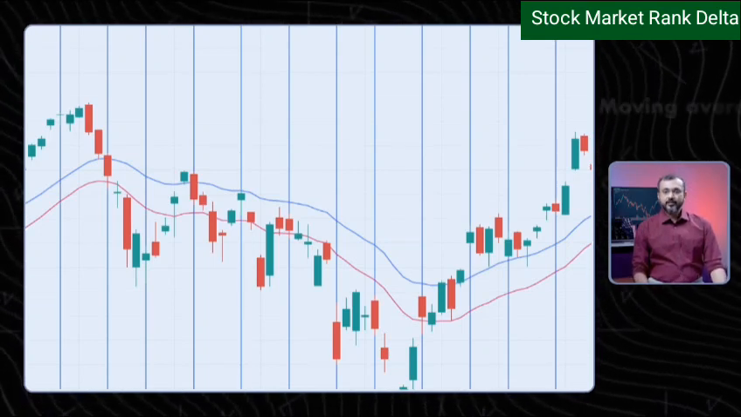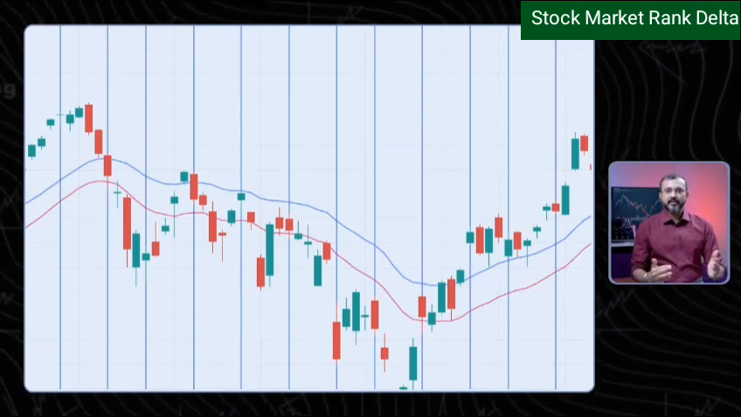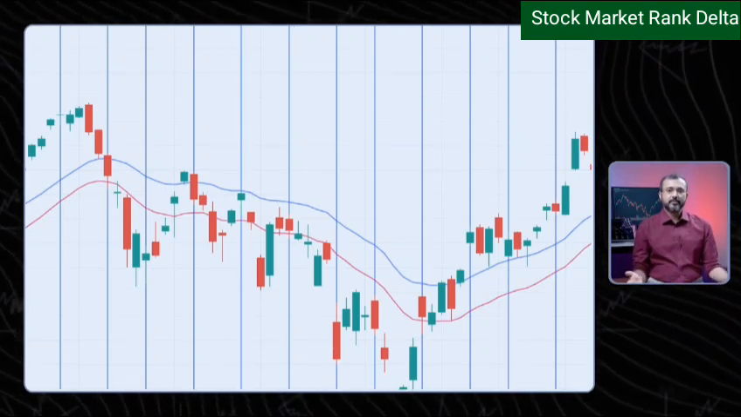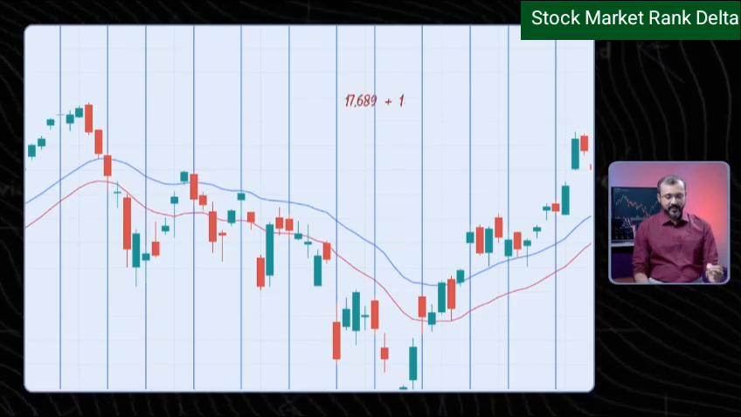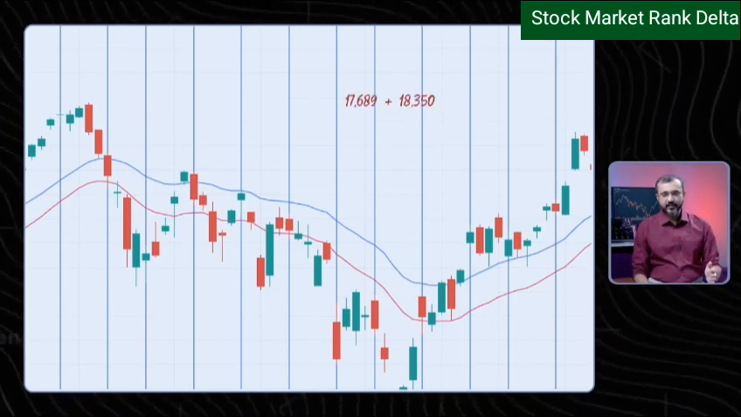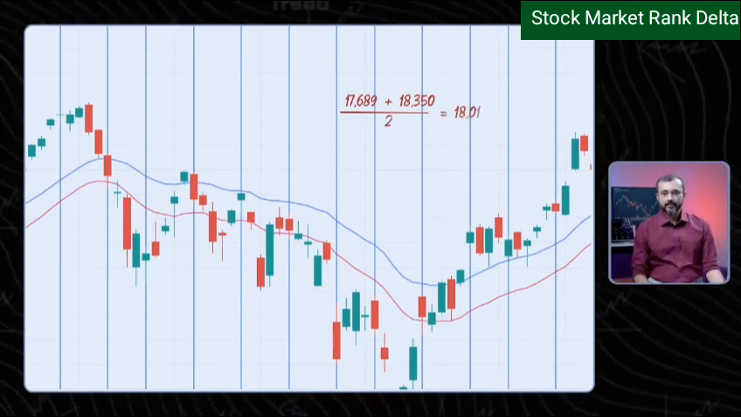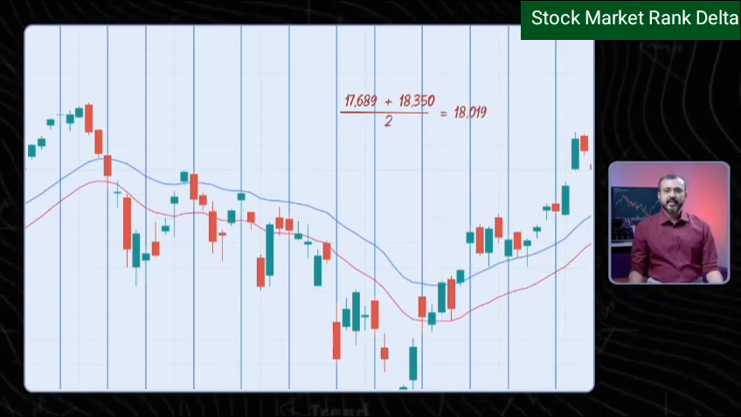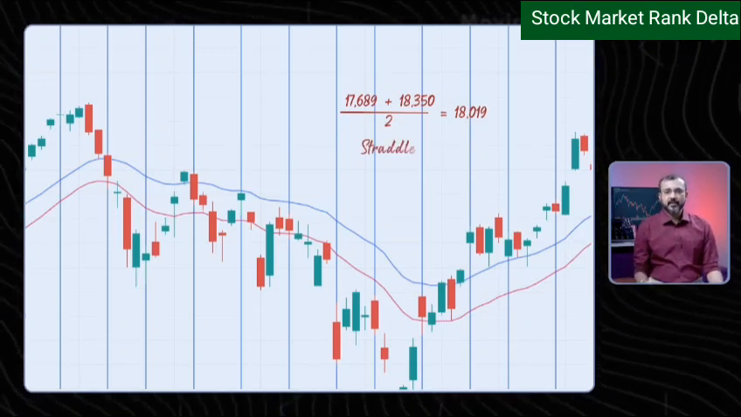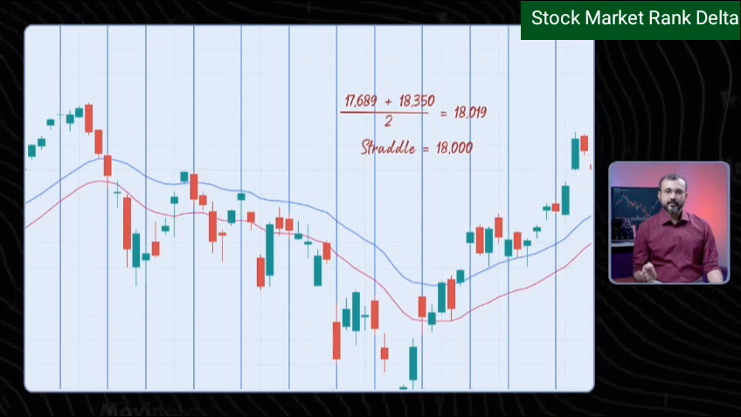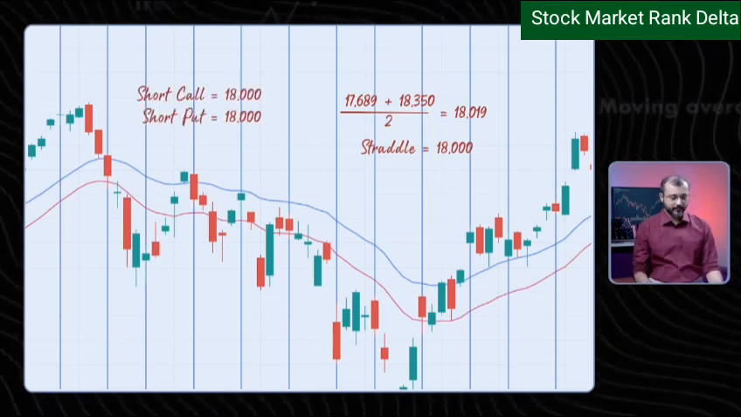As we know the range, we know the high and low values of that range, we'll sum it up and divide it by 2 so that we get a median value. So adding 17,689 plus 18,350 gives us a median range of 18,019. 18,019 is very close to 18,000. So we select 18,000 straddle. We select 18,000 call, we select 18,000 put and we short them.